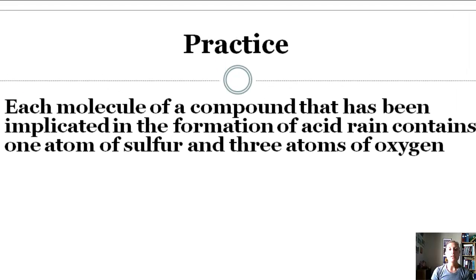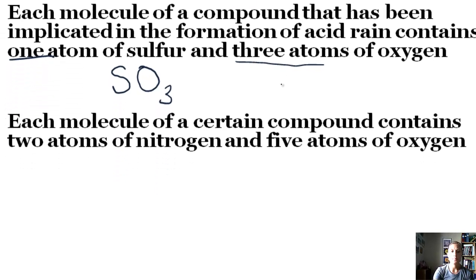It says each molecule of a compound that has been implicated in the formation of acid rain contains 1 atom of sulfur and 3 atoms of oxygen. Right now we're not going to worry about the order of the elements. I would just put them in whatever order they're written. Since sulfur is written first, we put S because that's our symbol for sulfur. You can find all these symbols on the periodic table. Because there's 1 of them, I'm not going to put a subscript. And then I've got 3 atoms of oxygen, so I put my symbol for oxygen and my subscript of 3 representing the 3 atoms.